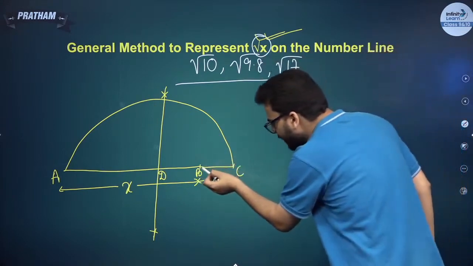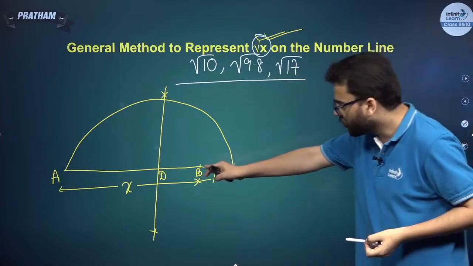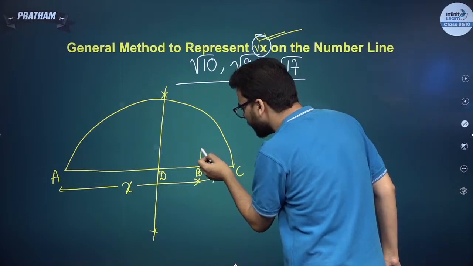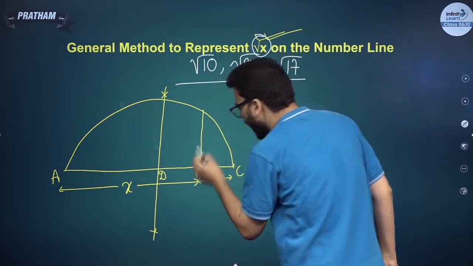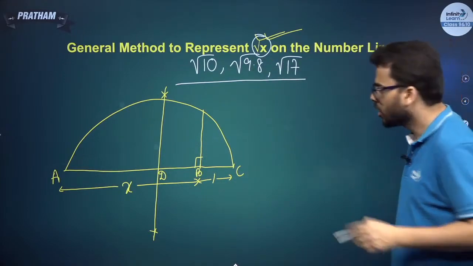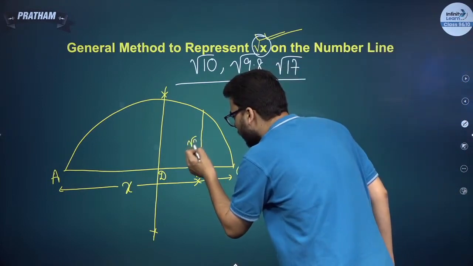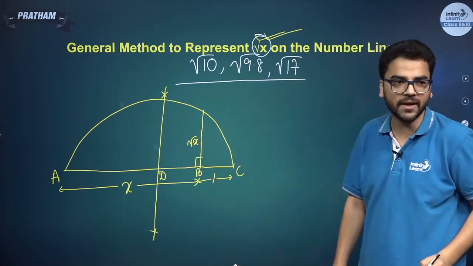Now from the point from which you have extended 1 unit extra, drop a perpendicular at that point. I hope you got it. I hope this thing is clear to everybody. So what you will see, guys, is that this distance will come out to be equal to square root of x.